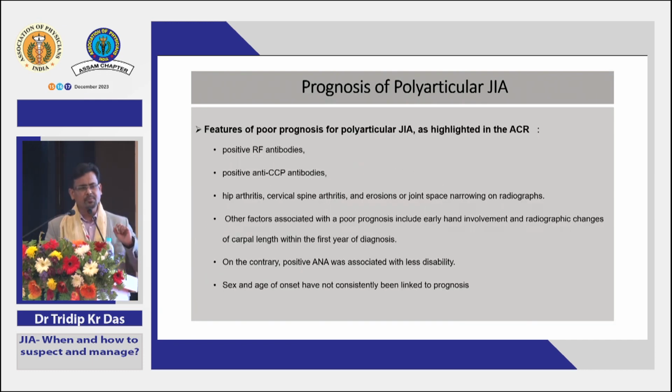So there are features which may be poor prognostic features for polyarticular JIA. Like if the patient has RF positive antibodies, anti-CCP antibodies positive, if there is involvement of the hip, cervical spine arthritis, and erosion of joint space, or other features like early hand involvement, etc. So these features basically show poor prognosis of polyarticular JIA.